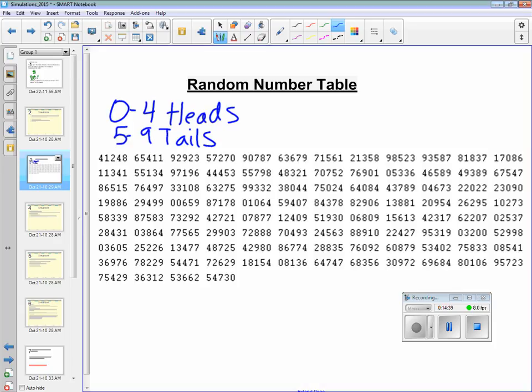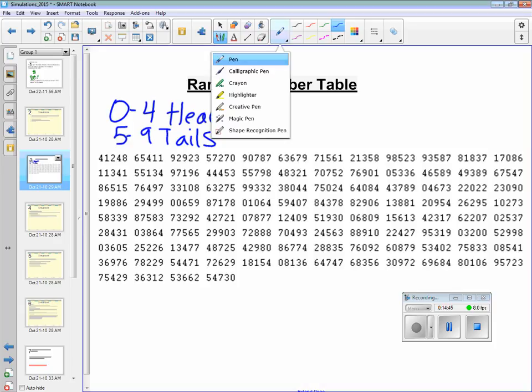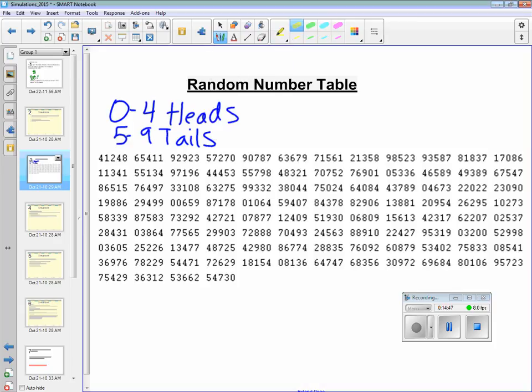Well, all right then. So let's see what we got. I'm just going to create the first 10. And often I will tell you that in a random number table, they are grouped by 5s. So that's going to be one trial.